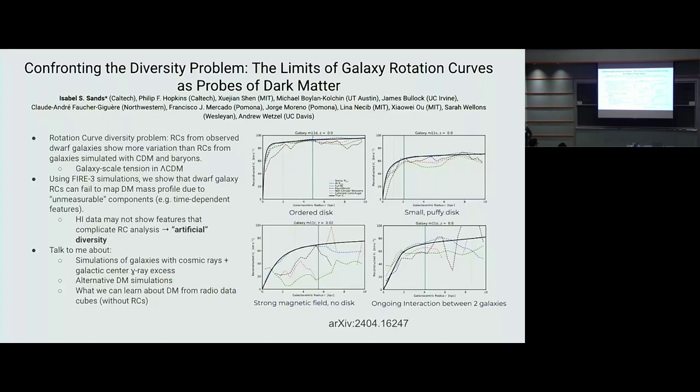I have other interests, mostly pertaining to galaxy-scale tests of dark matter. I'm looking at simulations of galaxies with cosmic ray spectra in order to investigate the galactic center gamma ray excess. I'm gearing up to do some alternative dark matter simulations with long-range self-interactions. And I'm also interested in seeing what we can learn about dark matter just from raw HI radio data cubes, without inferring the rotation curve.